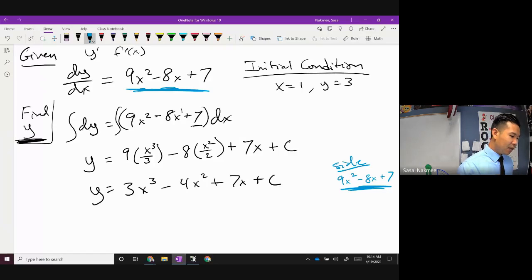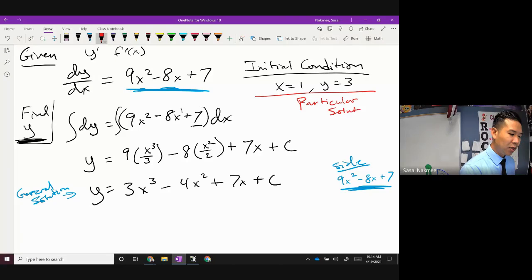Now, this is not my full answer. This right here is just a general solution. What we need to find, if we have an initial condition, is this thing called a particular solution. And to get that particular solution, all you've got to do now is plug in your x and your y and solve for c.